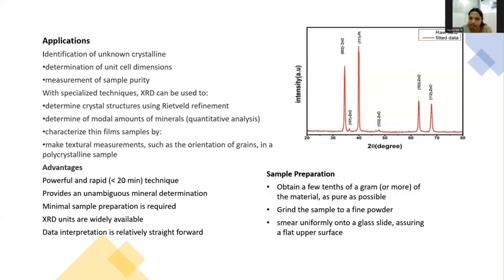For example, I have shown here a zinc oxide material. Each of these peaks corresponds to a particular crystalline plane in the material, so you will be able to find out exactly what material you are studying. So first, this X-ray diffraction method will help you identify what the sample is.